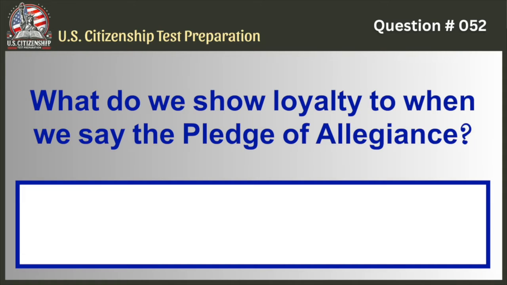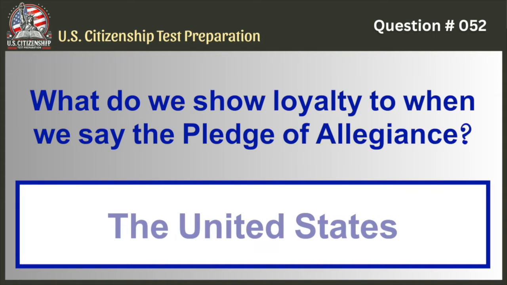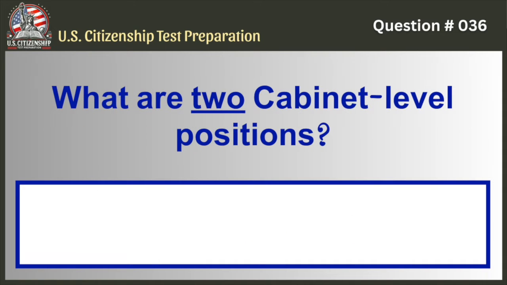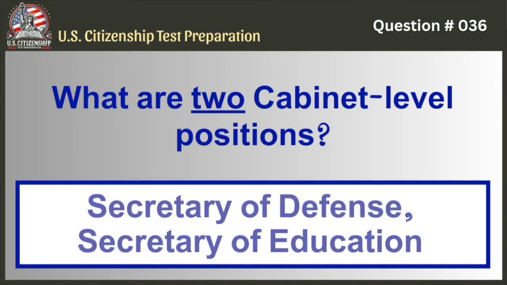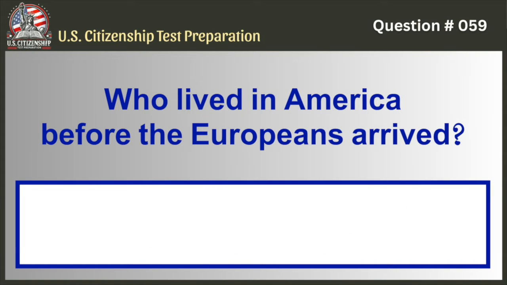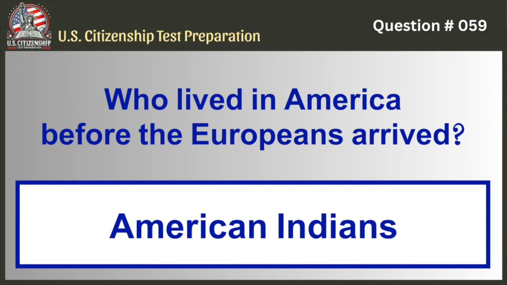What do we show loyalty to when we say the Pledge of Allegiance? The United States. What are two cabinet-level positions? Secretary of Defense. Secretary of Education. Who lived in America before the Europeans arrived? American Indians.